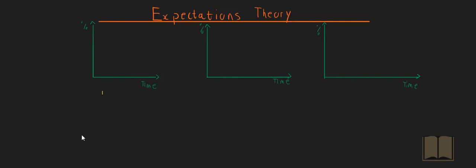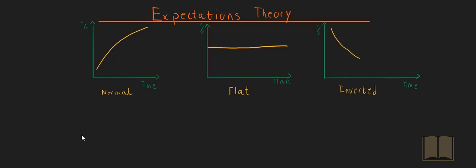The first one is called a normal yield curve, and a normal yield curve is an upward sloping yield curve. The second one is called a flat yield curve, and a flat yield curve is represented by a horizontal line. And then lastly, there is an inverted yield curve, and this is a yield curve that is downward sloping.